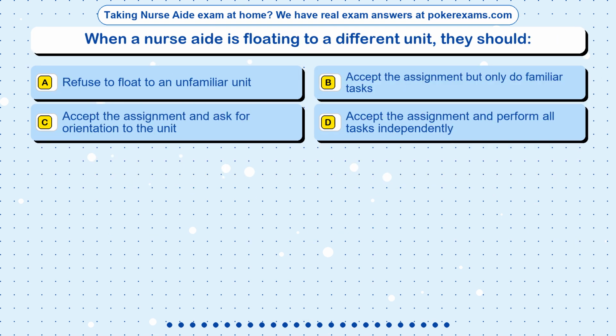Question 10. When a nurse aide is floating to a different unit, they should: Option A, refuse to float to an unfamiliar unit. Option B, accept the assignment but only do familiar tasks. Option C, accept the assignment and ask for orientation to the unit. Option D, accept the assignment and perform all tasks independently.